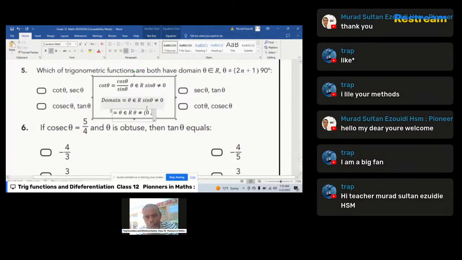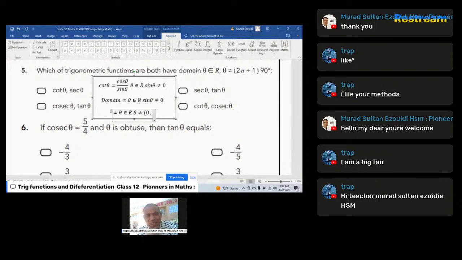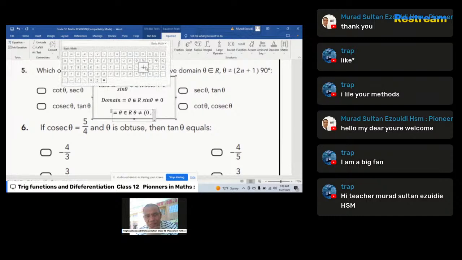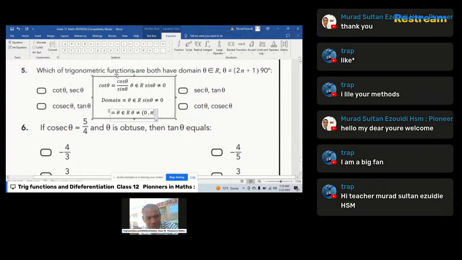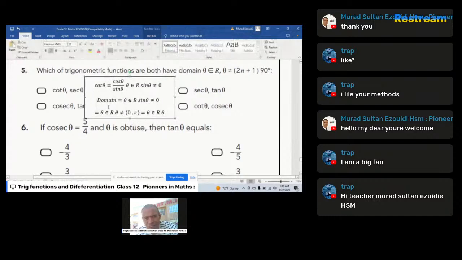I will write where is pi. Yes, this one is pi. What is pi? This one. Therefore, I can write it as k pi, meaning theta, in fact, is different from k pi. I will write it as the last one for cotangent, which is equal to theta real numbers, and theta should be different from k times pi.